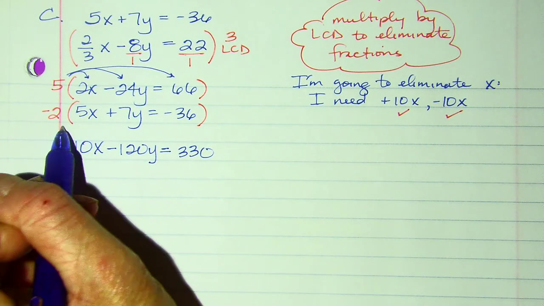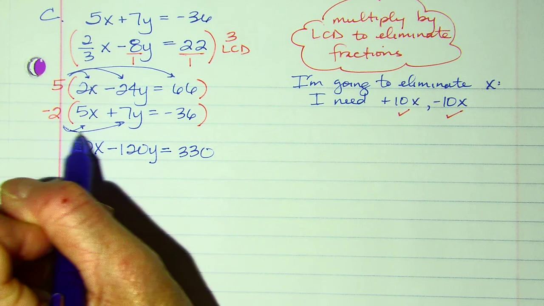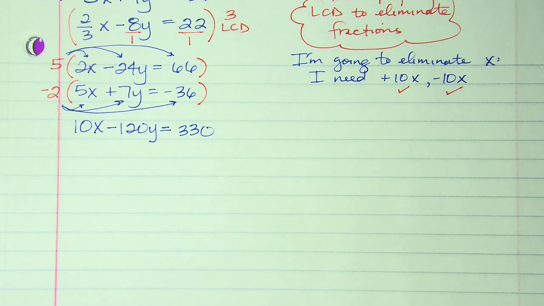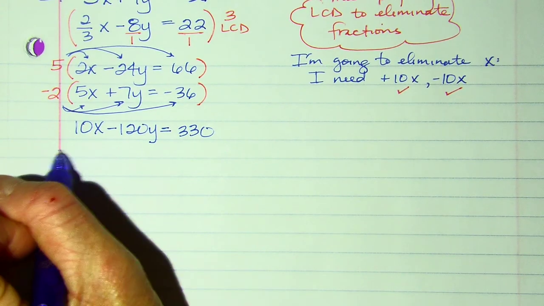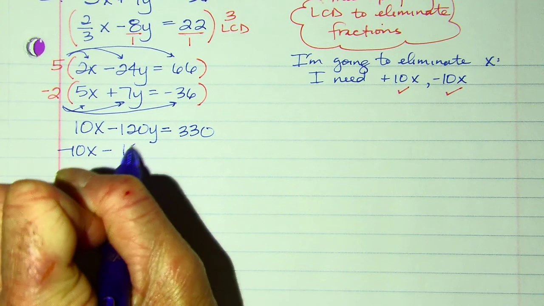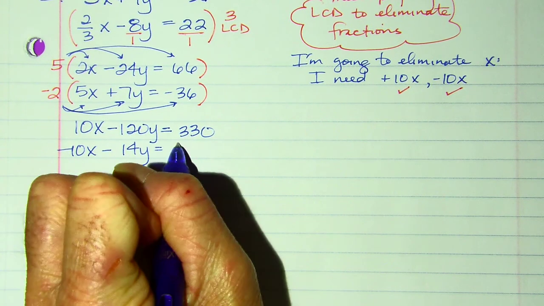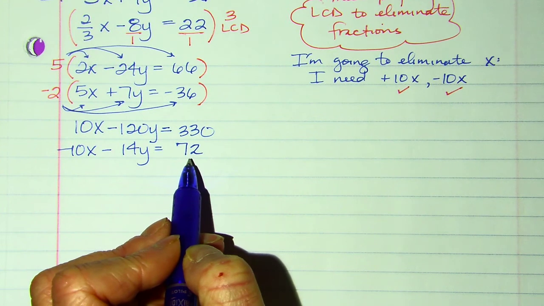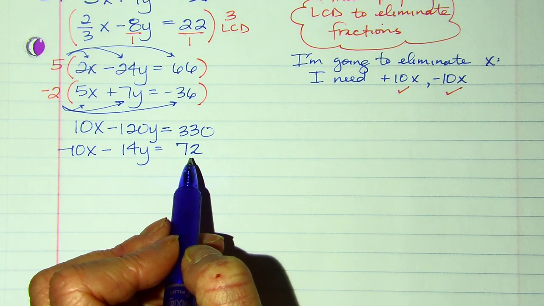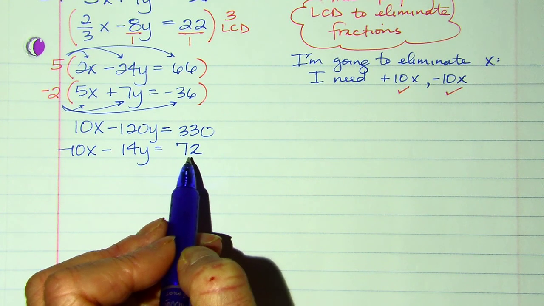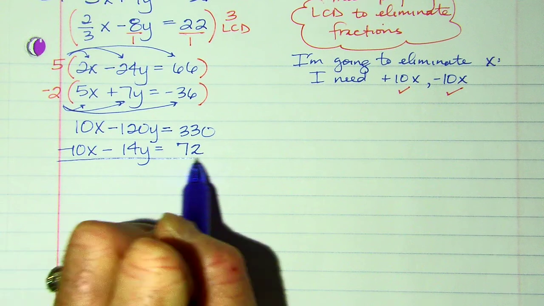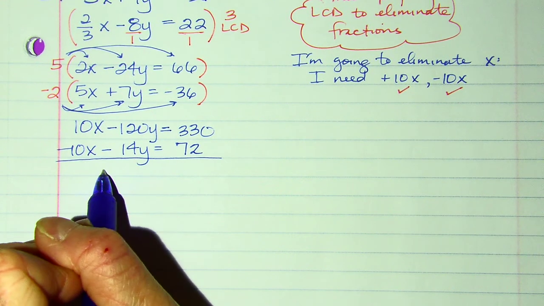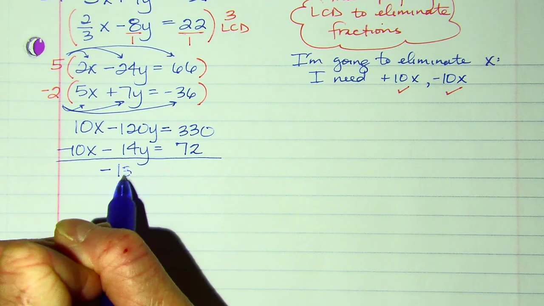So now let's distribute negative 2. I guarantee if you guys make mistakes and don't get the same answer, it's because you didn't distribute it correctly. So negative 10x minus 14y equals a positive 72, right? A negative times a negative is a positive. So I'm now going to combine these. The x's eliminate, 10x minus 10x. These are both negative, and I get a negative 134.